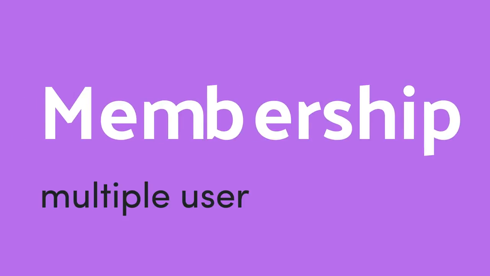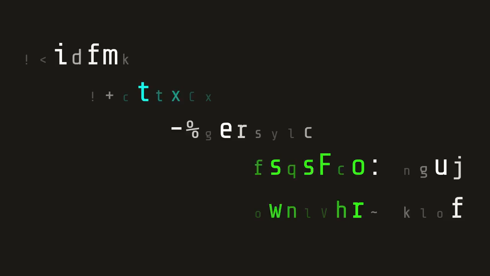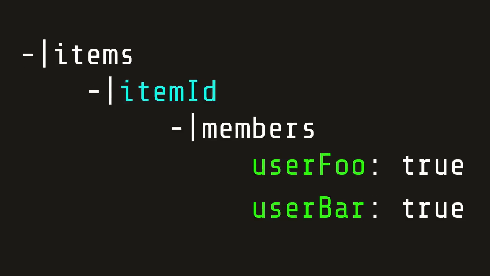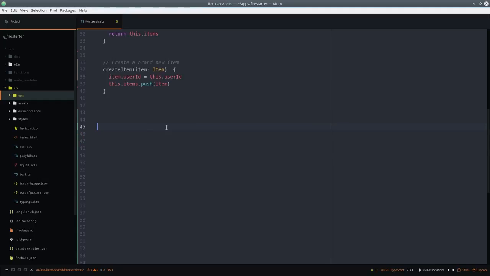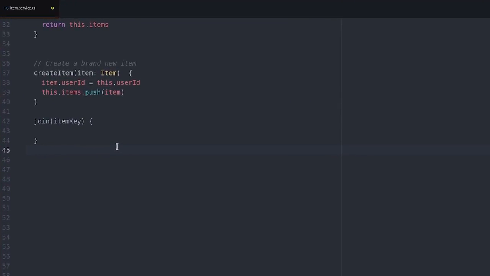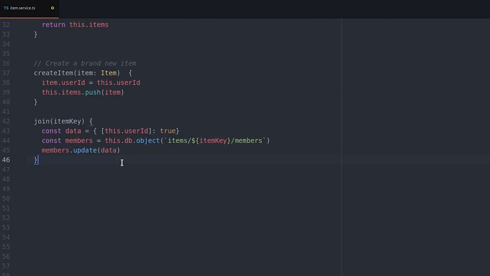The third scenario is when you have items that can be associated with multiple users. In this case, we create a collection of members that are nested under the item ID, and the key for each member is that user's user ID. Back in the service, we'll create a new function to join an item, passing it the item's key as an argument. The data will be the user ID for the key set to true. We return the current members as an object observable, then update that observable with the new data.